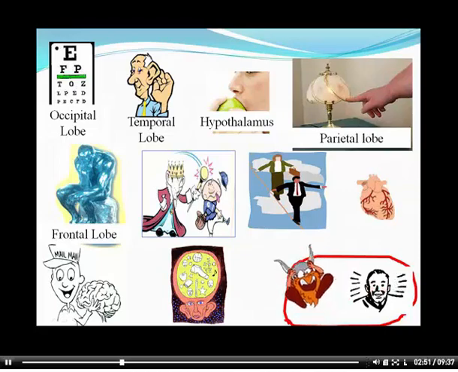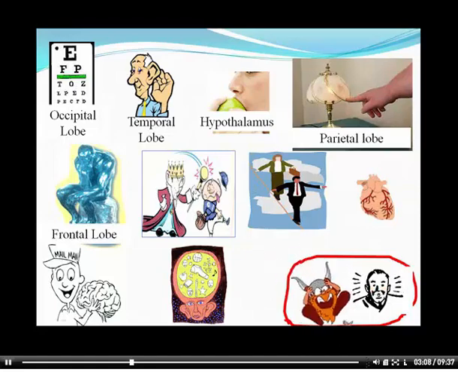And in fact, we know that alcohol can inhibit the frontal lobe. Also, stress seems to inhibit the frontal lobe, and we find that we aren't able to think as well when we're under stress nor under the influence of alcohol.